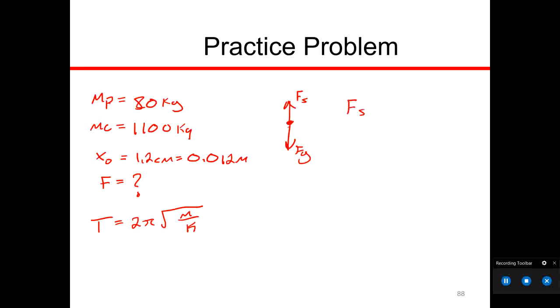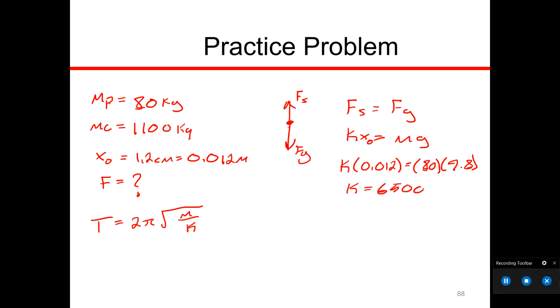So we get Fs is equal to Fg, K x naught is equal to mass times gravity. K times 0.012 is equal to the mass, so we have 80 kilograms. That's the mass that caused it to move to this new equilibrium. It's 9.8. And we get a K of 65,000 newtons per meter. It's a large K, but we are dealing with the springs inside of a car.